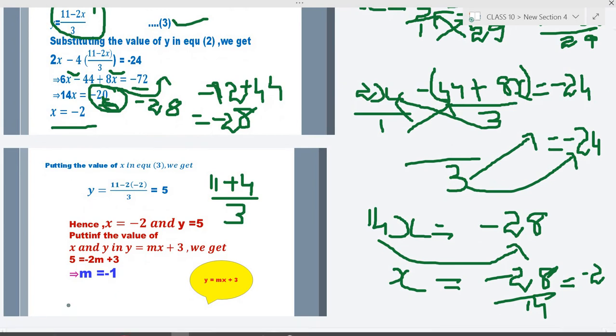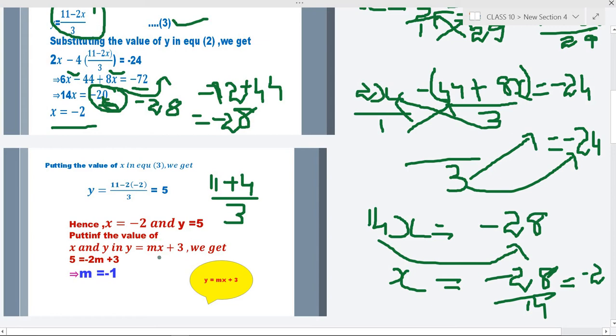Now starts the crucial part. Already we arrived at the values of x and y. So now we are going to end the sum. How will we end it? We know that question 1 has the equation y is equal to mx plus 3, and the question is demanding that we find the value of m. Mind well, this is a short question in the board exam. It is very important. In last year's exam also, this question was asked. So practice this question many times.